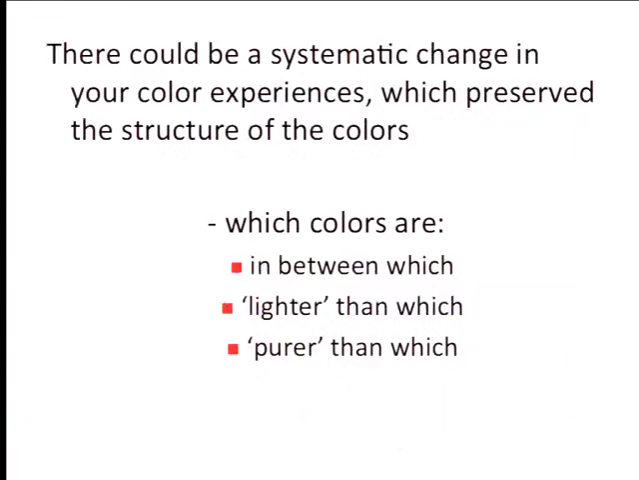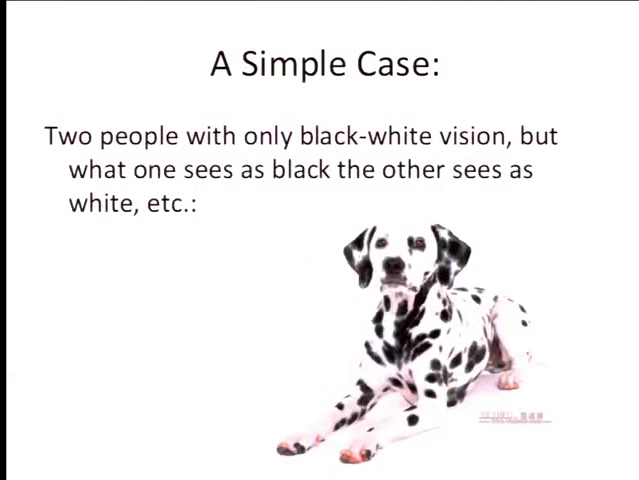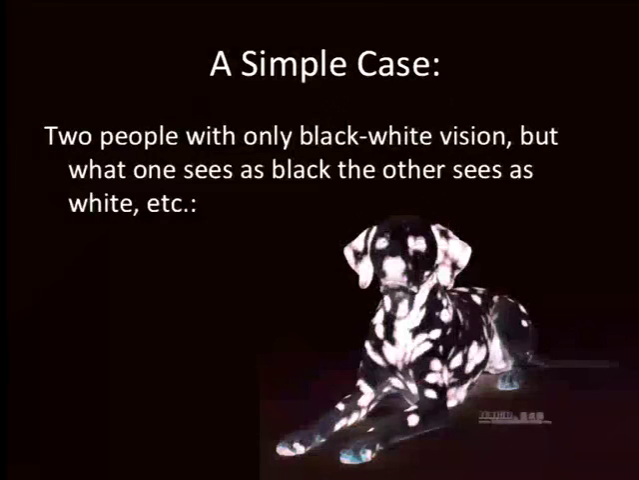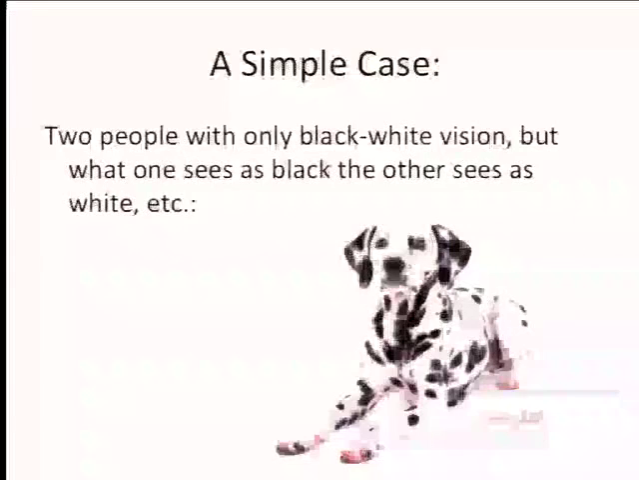It could be that you and I still agree about which colours are in between which, which colours are lighter than which, which colours are purer than which. We could agree on which colours are binary colours like orange or pure colours like red. The very simplest case would be if you and I have only black and white vision. Maybe you and I don't have colour at all, but it could still be that what you see when you look at that is what I get when I look at that.